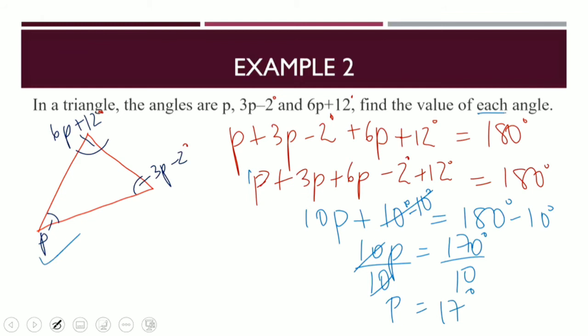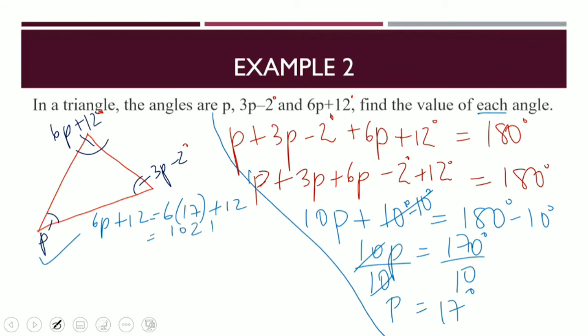So now we also need to know the size of the angle 6P plus 12. We know 6P means 6 times P. So that's going to be 6 times 17 plus 12, which will be 102 plus 12. You can always pause, get your calculator and go ahead of me, and then see if you have the same answer as I do. So this will be 114 degrees. Don't forget those signs.